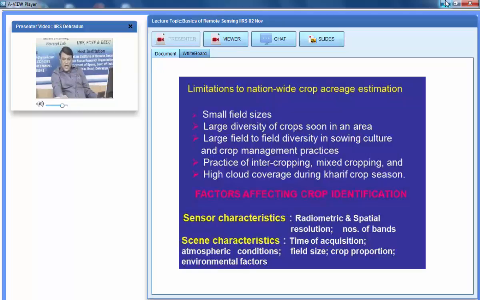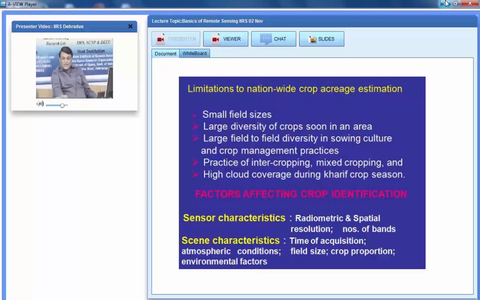But rice, of course, because of the water background and the transplanting stage, you can have volume scattering. Then during the vegetative stage, you can have specular scattering, then volume scattering. So the different growth stages with the water background can help you to detect or discriminate the rice crop easily. With microwave data, an operationalized methodology is now available for estimating acreage across the nation.